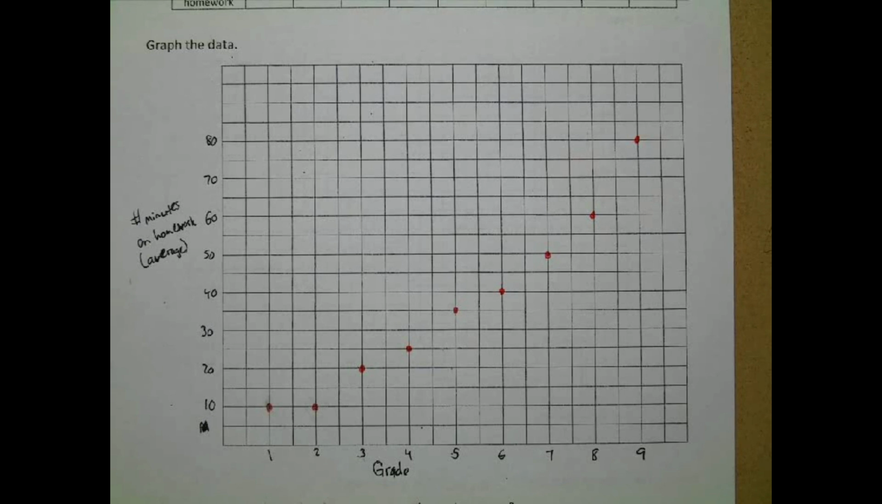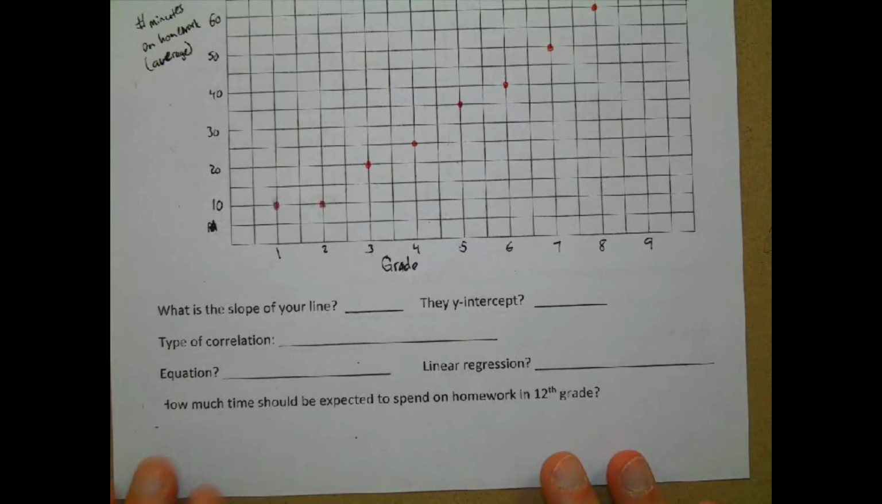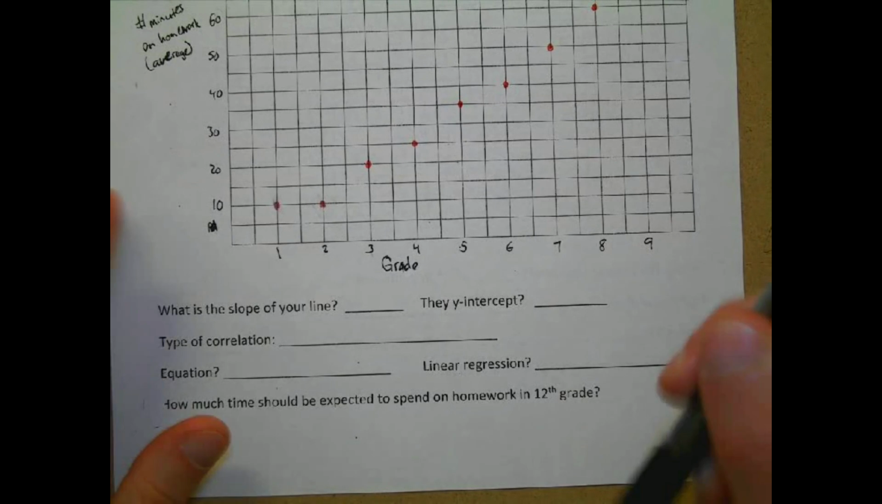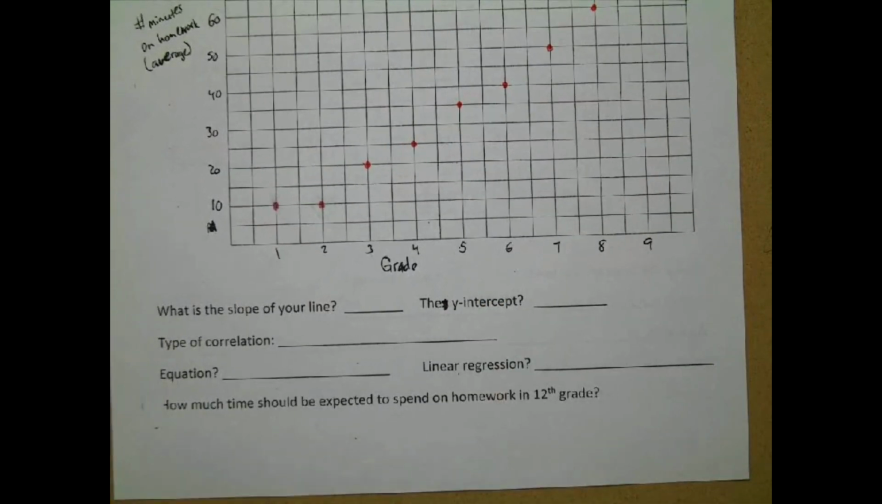So if we read here in the following directions, you'll see that it's kind of assuming something when it asks the question, what is the slope of your line? And that's supposed to be the y-intercept. I'll scratch that out here. The y-intercept, the type of correlation. We'll talk about that here in a second.